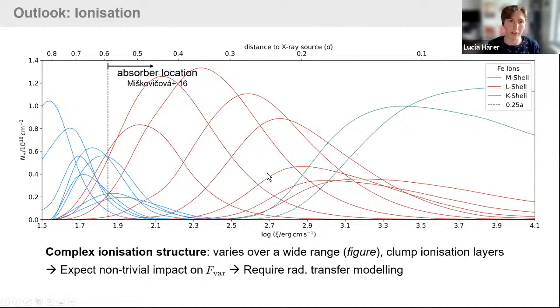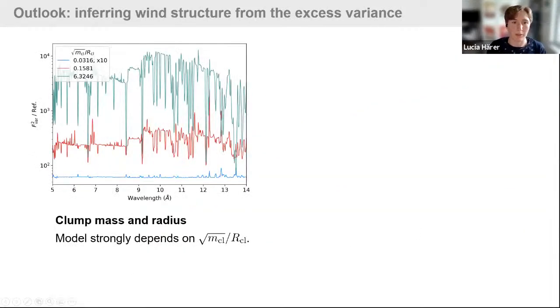And from the study of ultra-fast outflows, we also know that ionization is very likely to introduce additional variability and also increased line variability. But to take the effect into account in the complex case for Cygnus X-1, radiative transfer modeling would be required, which we might do as a next step.